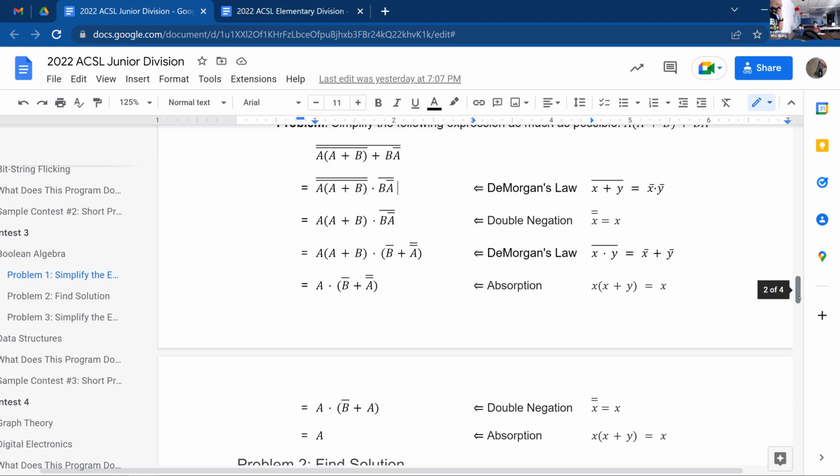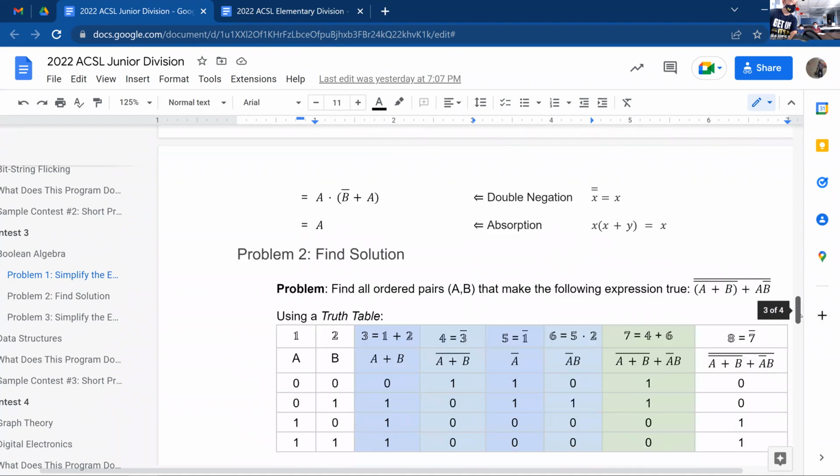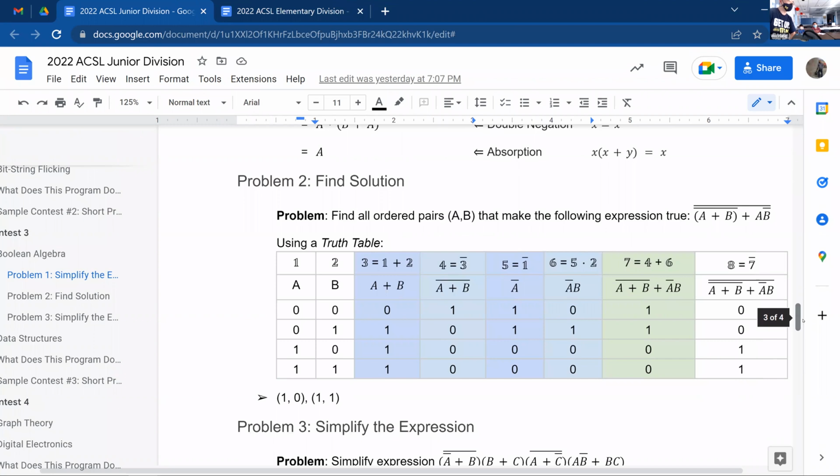And that's one type of problem that you have to deal with. And the next problem is, find solution. When you do this, sometimes it might be easier to use this thing called a truth table.